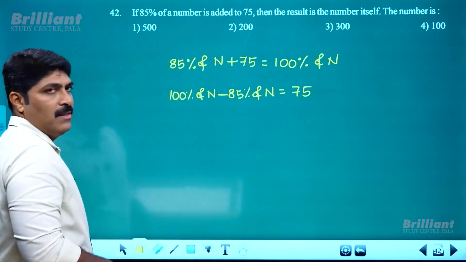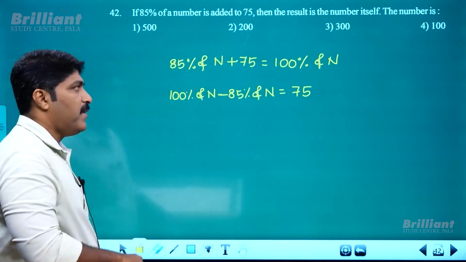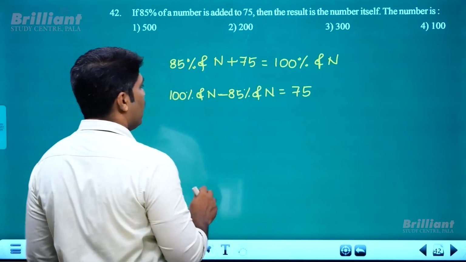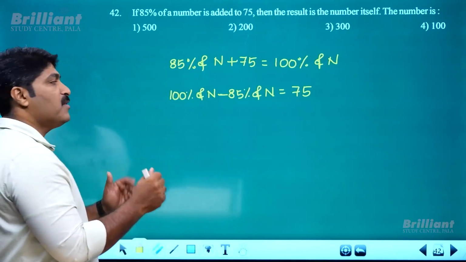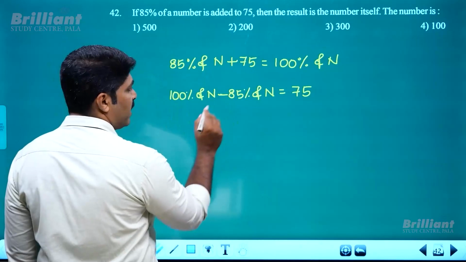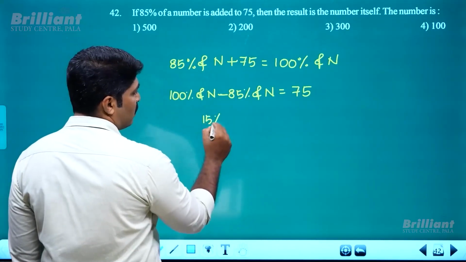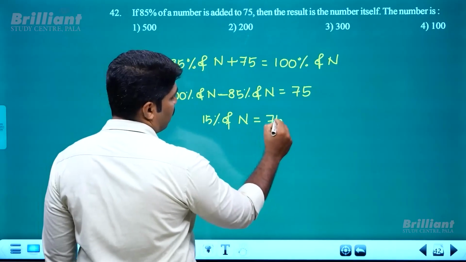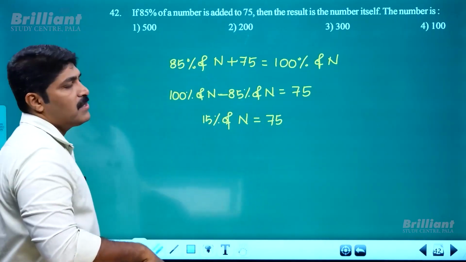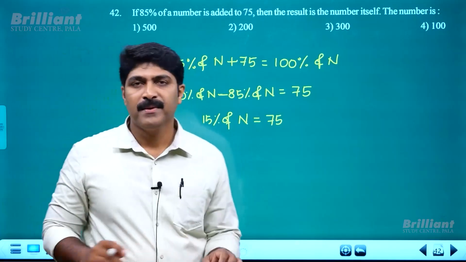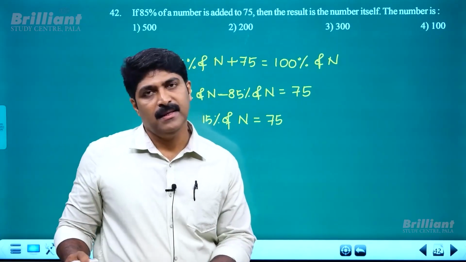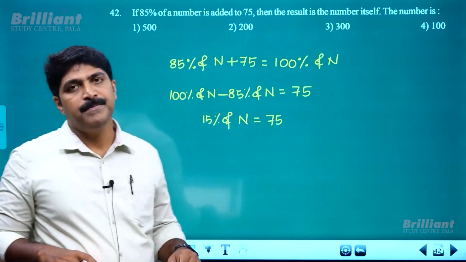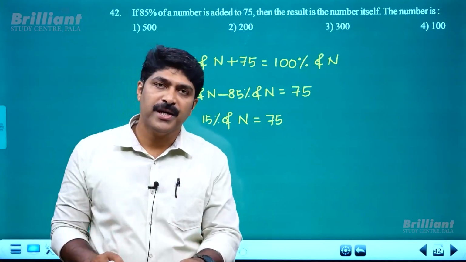Got it? So what is 100% of n minus 85%? That is an important understanding. If the base values are the same, you can take the difference of these percentage values. This is 100 minus 85, that is 15. So 15% of n is equal to 75. Just think about the step of operation once again. If you got the idea like this, instead of writing the entire steps, you can directly reach the conclusion logically.